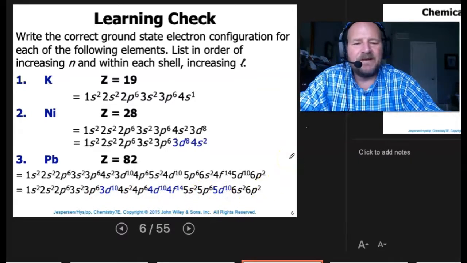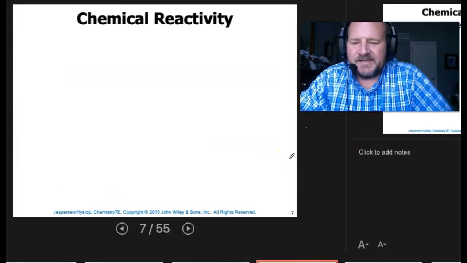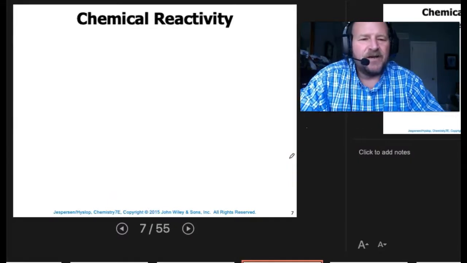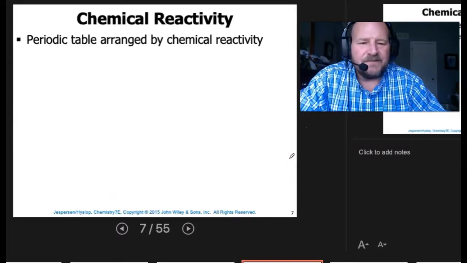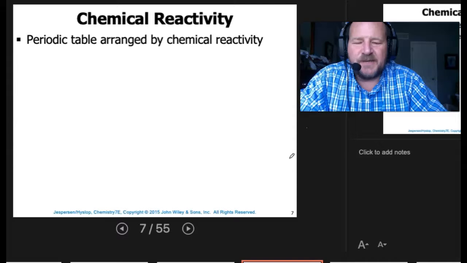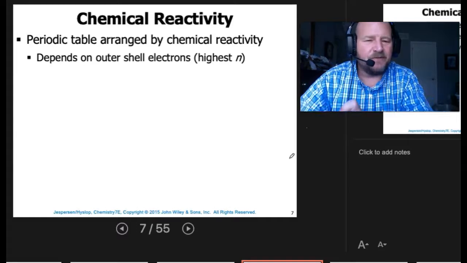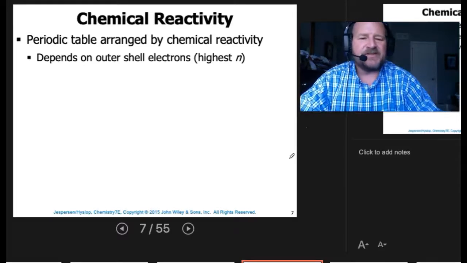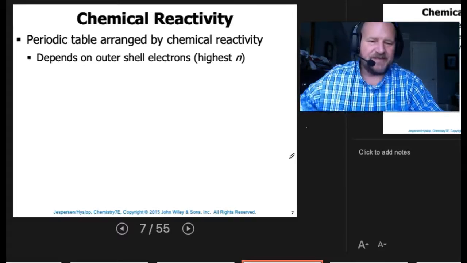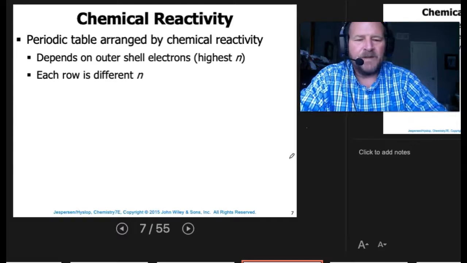Okay. All right, the next thing we want to do then is link up chemical reactivity with what we're seeing for electron configuration. So we know that the periodic table is arranged by chemical reactivity. And so that's going to depend on the outer shell of electrons, the highest value of n, which is the other reason why we may rearrange to get those highest energy levels. It's going to give us a little bit of insight into how things are bonding.